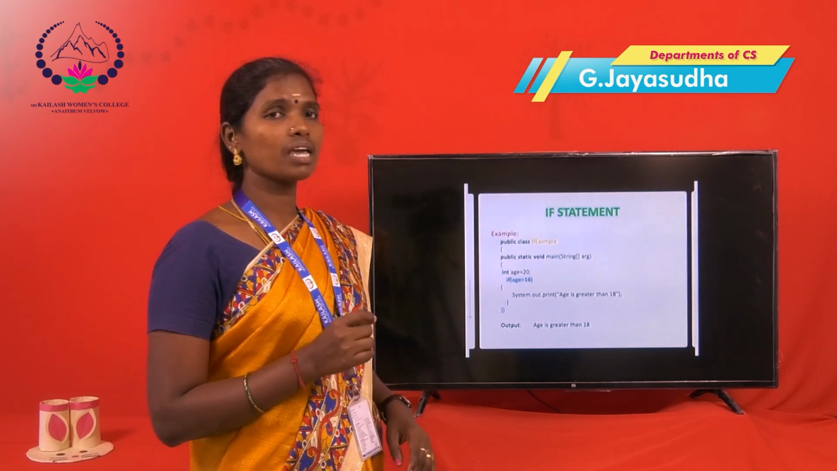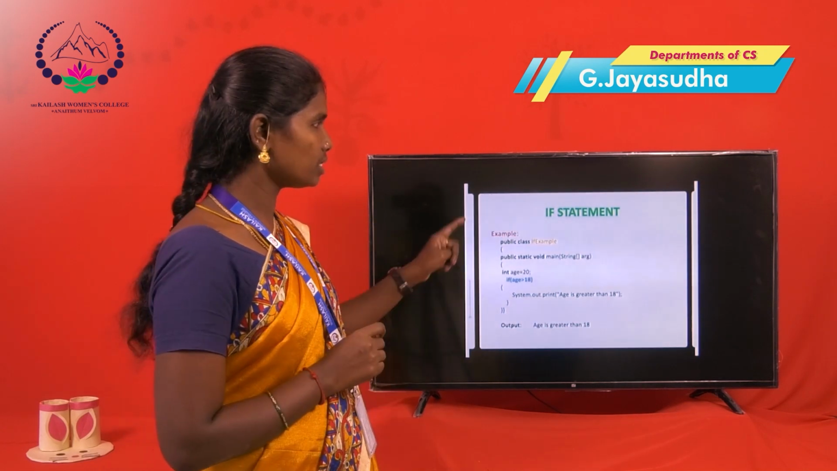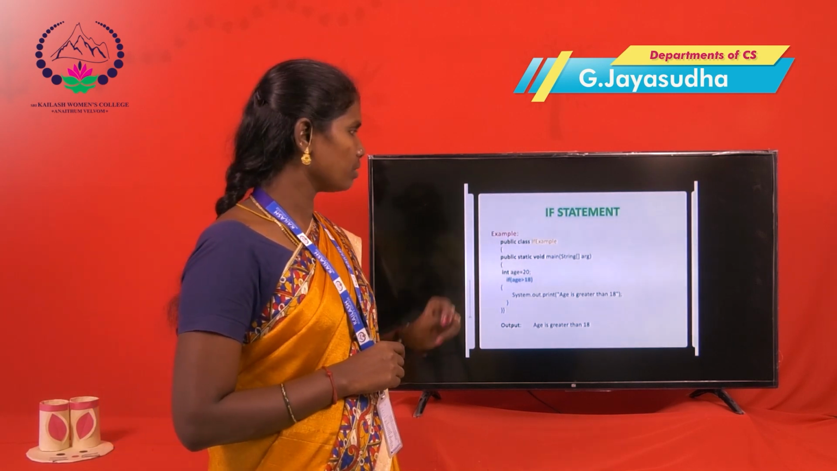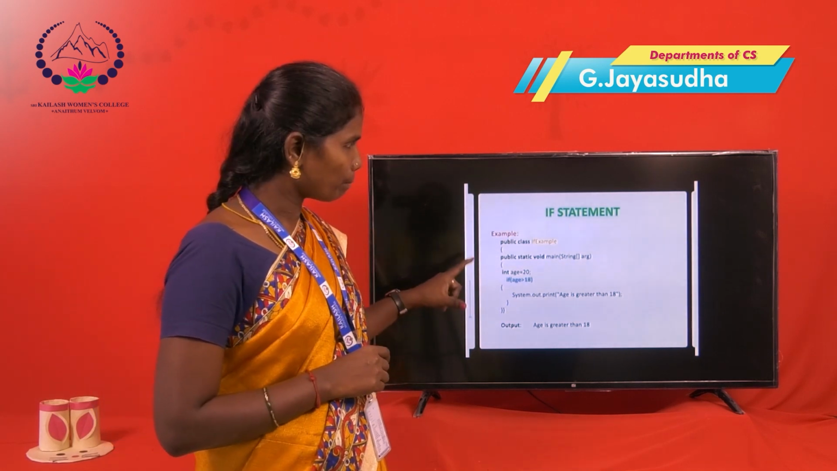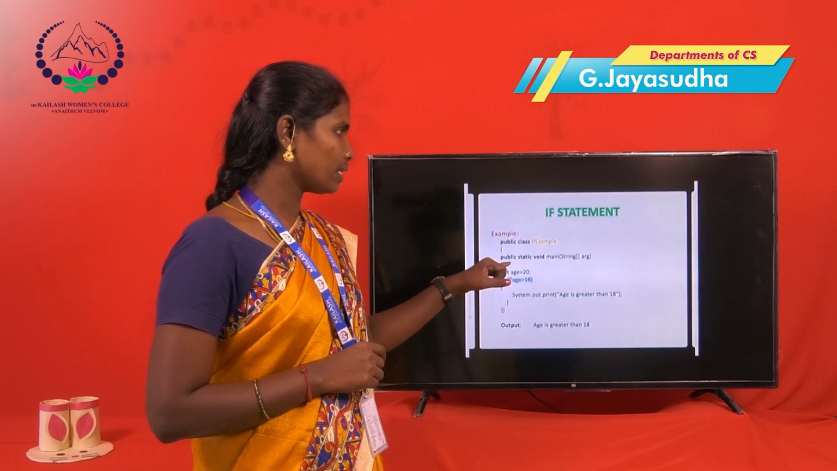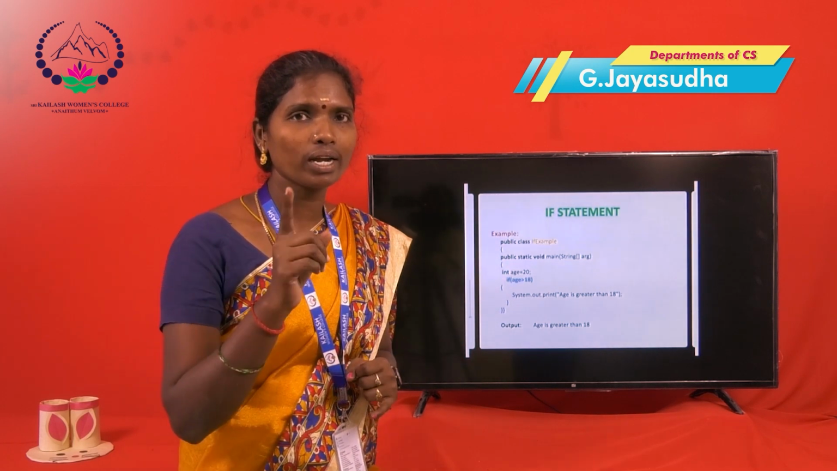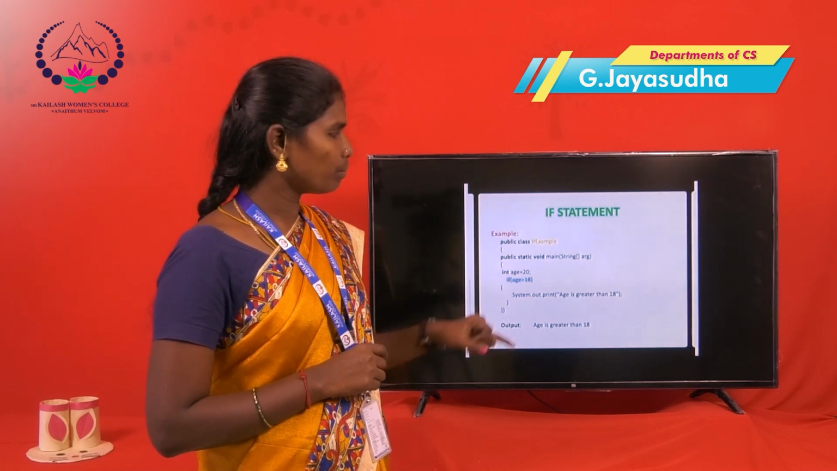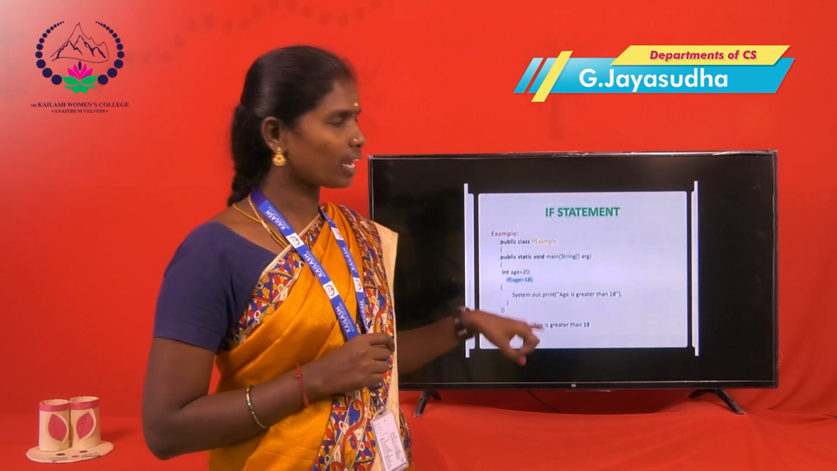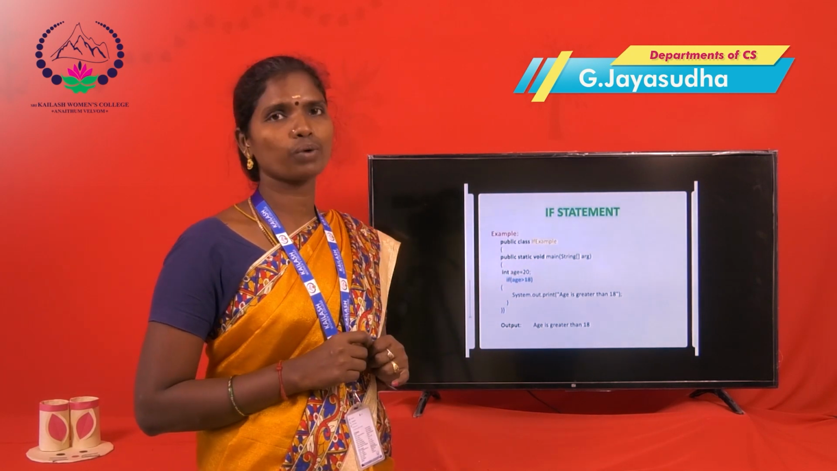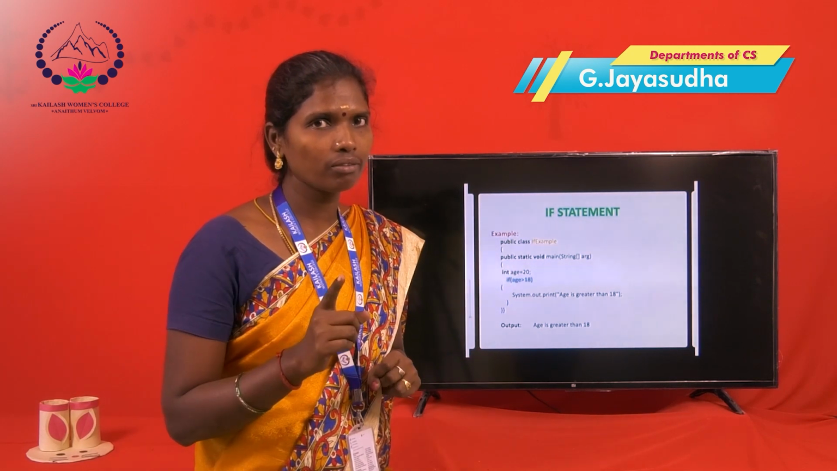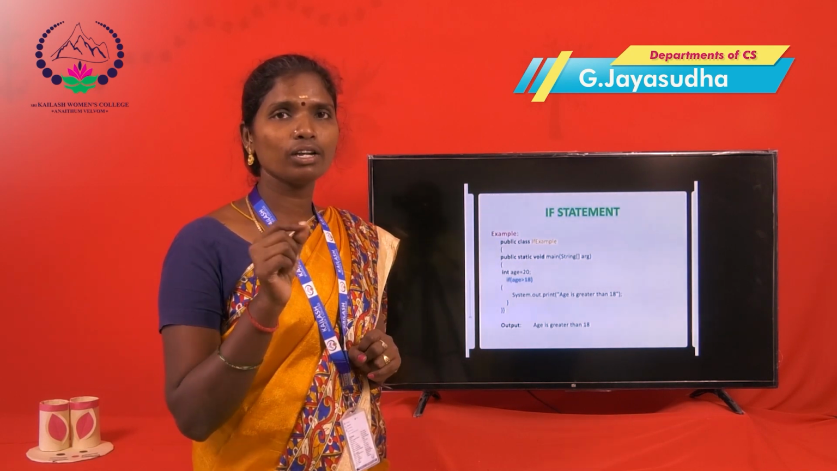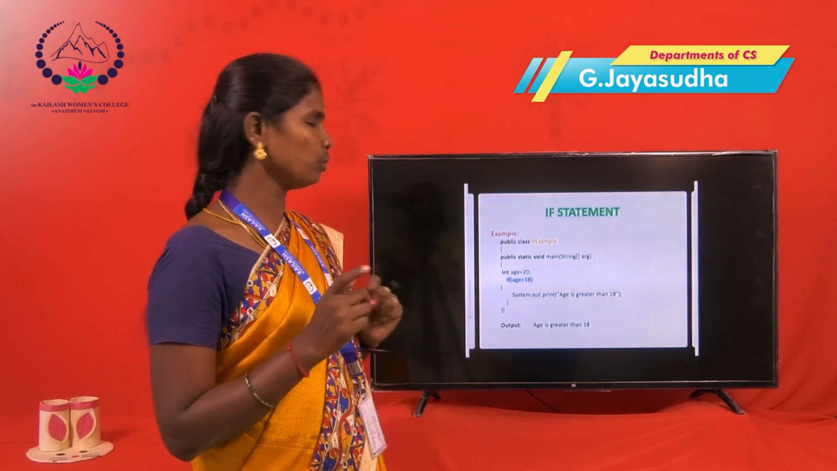Now we see a simple example for this simple if statement. This is the Java code for a simple if statement. Look at the main function. In that main function, I have declared only one variable, an integer data type variable. The variable name is age, and I have assigned the value 20. So age equal to 20.